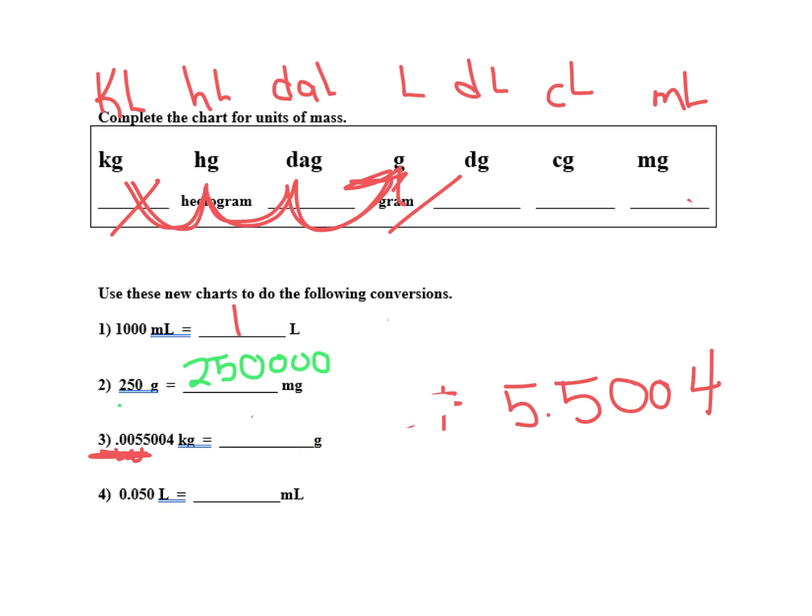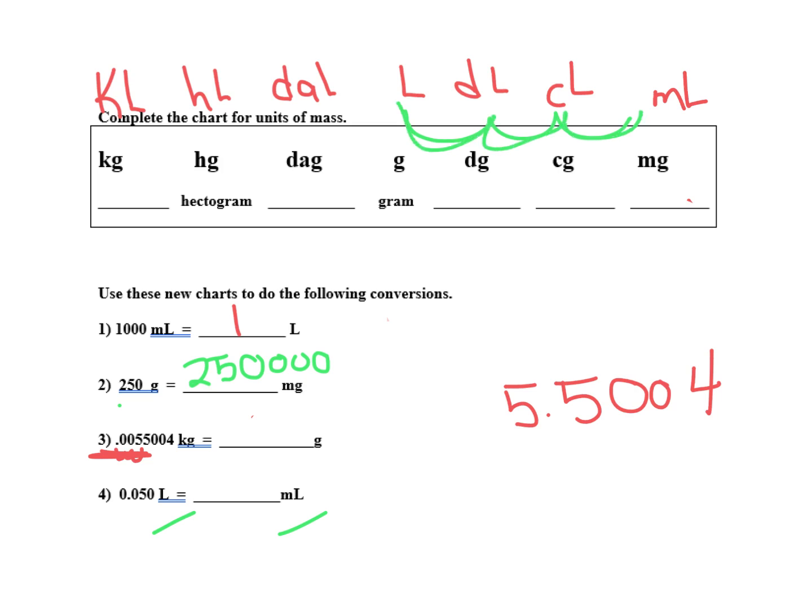Try that last one. So we're going to move from liters to milliliters, which means we're here, 1, 2, 3 places to the right. Again, we're going to go 1, 2, 3 places to the right. Find the decimal, 1, 2, 3 places to the right. And so we have 50.